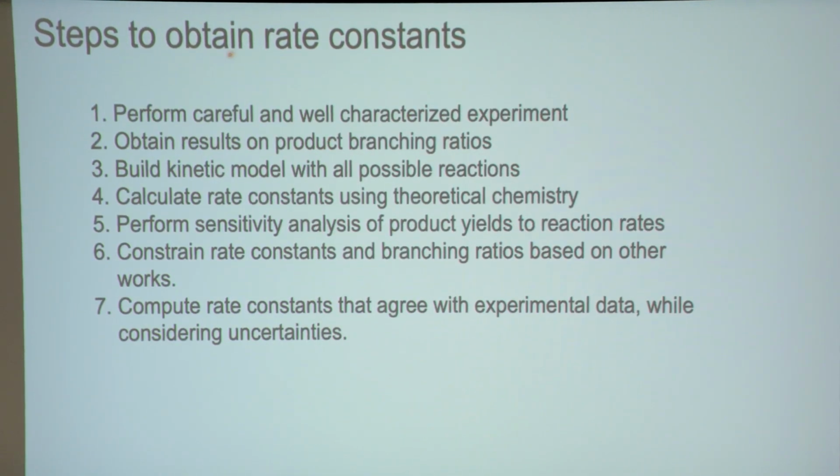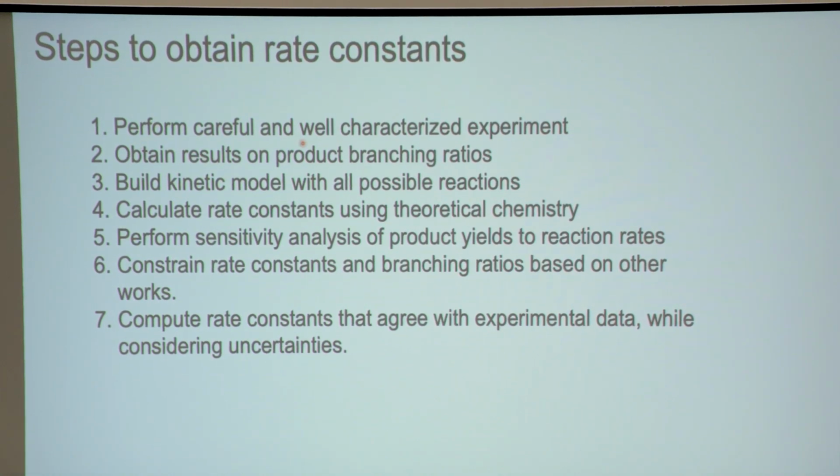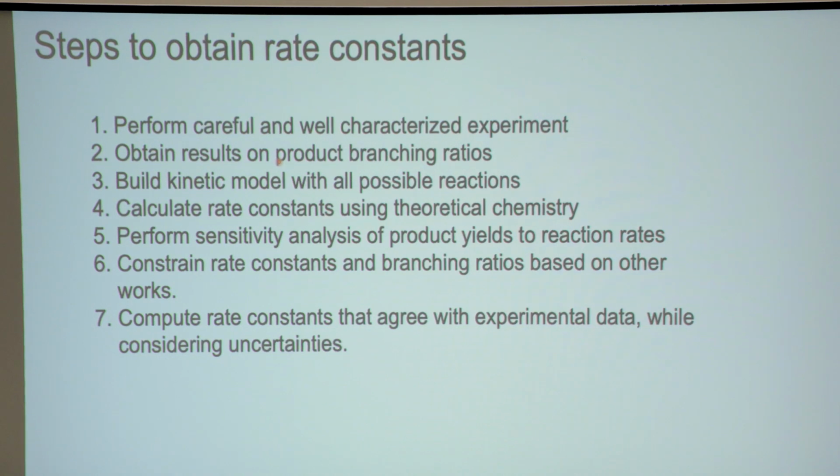So this is the overall scheme that you would do. You have to perform very careful and well-characterized experiments, obtain the branching ratios to all the different products. You build a first-order model with all the possible reactions. You could calculate the first set of rates from theoretical chemistry and then optimize those rates to fit your experiments.